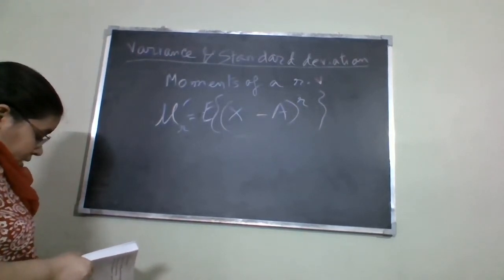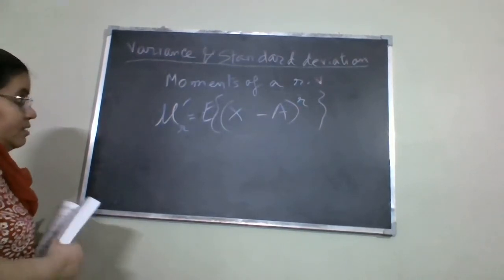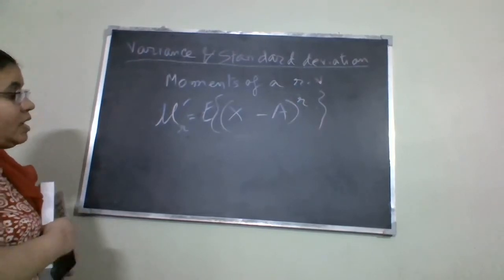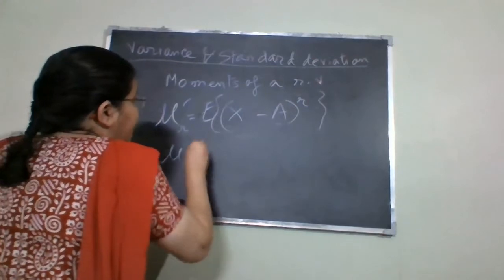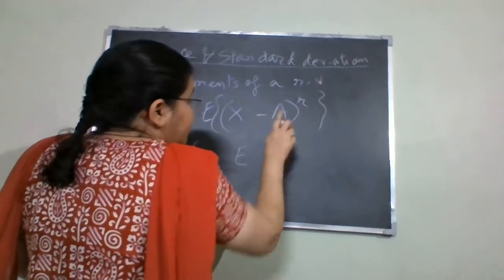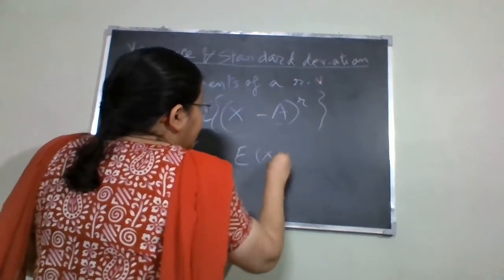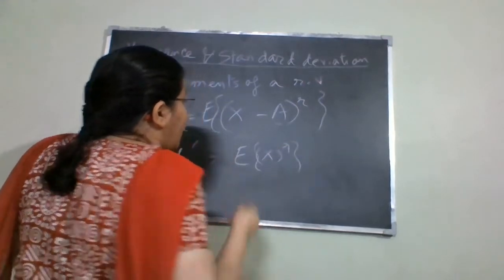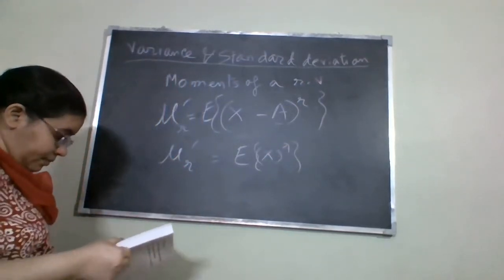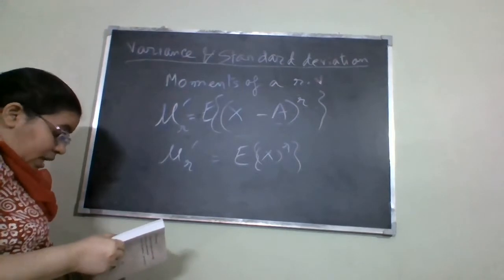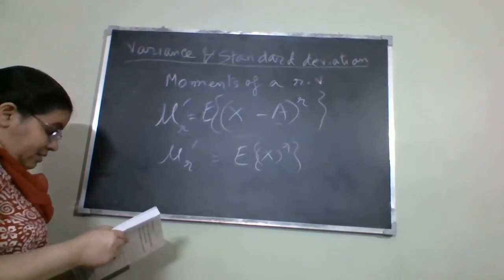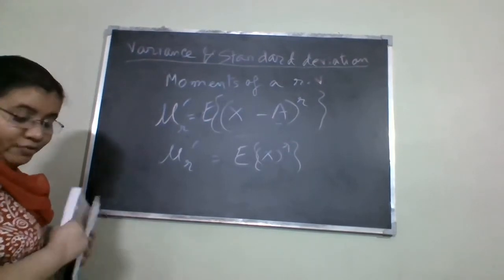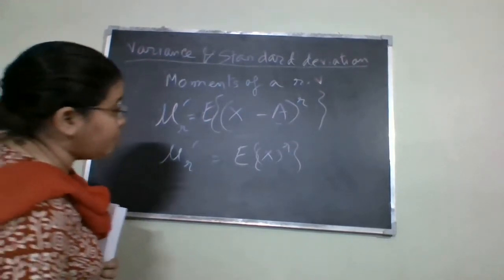So what is the rth moment about 0? If this capital A becomes 0, then we get mu r dash equal to E of (X minus 0), which is X, to the power of r. This becomes the rth moment about 0. Now we find another thing, the rth moment about the mean of X. Let's calculate it.